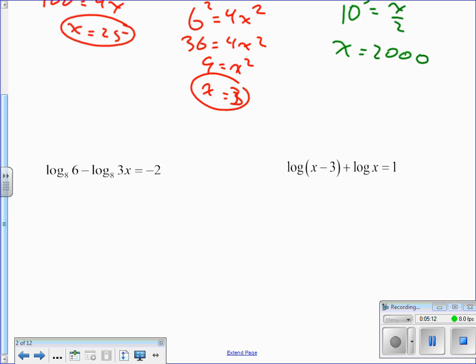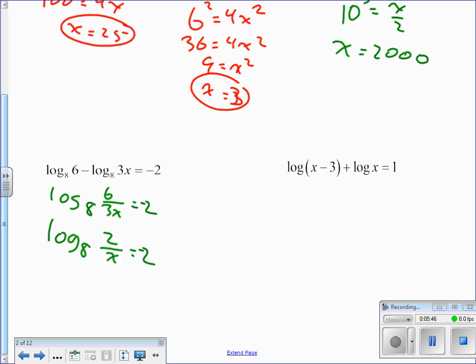Ooh, this one's a little trickier, but it's not too bad. Combine them up into one logarithm. Log base 8 of 6 divided by 3x is equal to 2. I like to go ahead and simplify first before I get too carried away. 6 over 3x, that's log base 8 of 2 over x is equal to 2. Why wouldn't it be negative? Oh, sorry, thank you, negative 2. Sorry, I lost the negative, my bad.